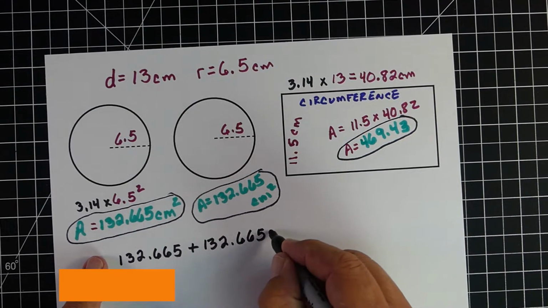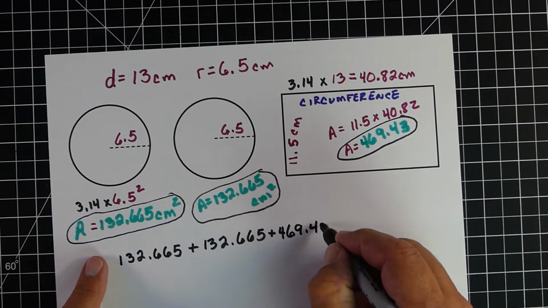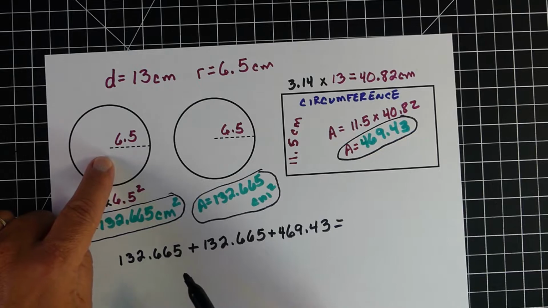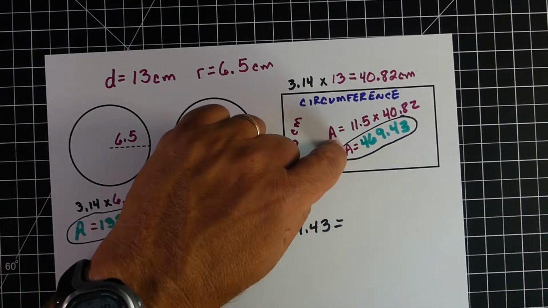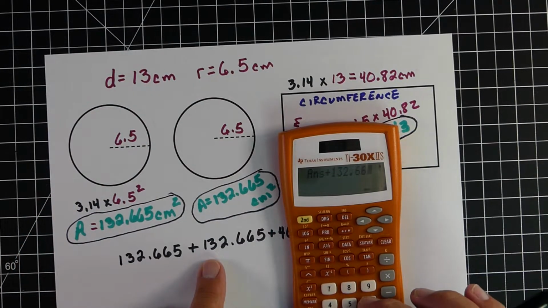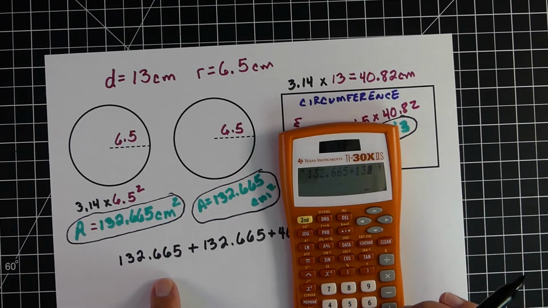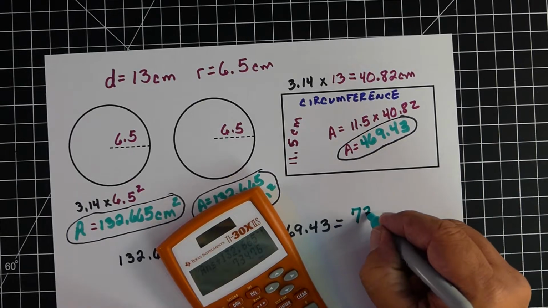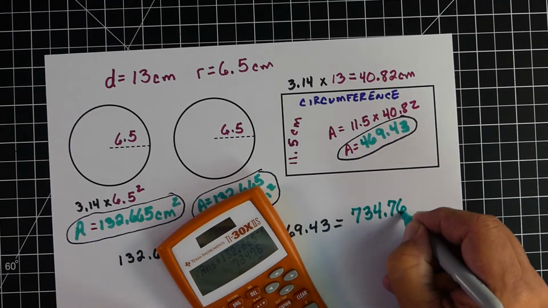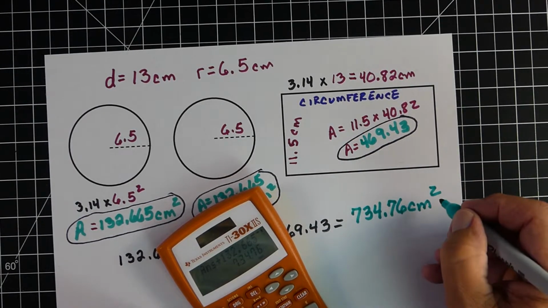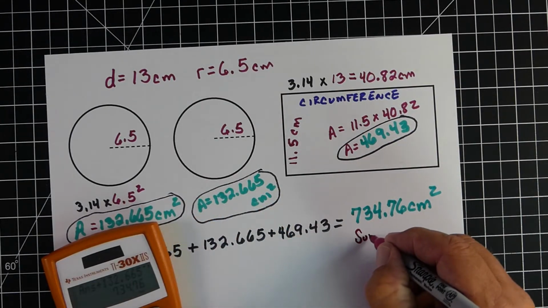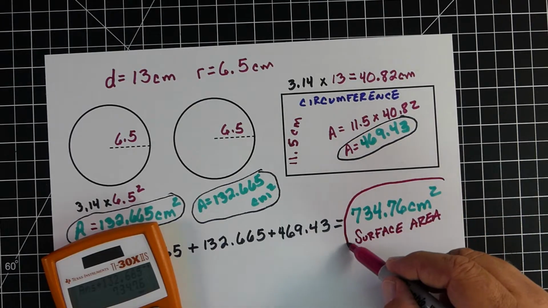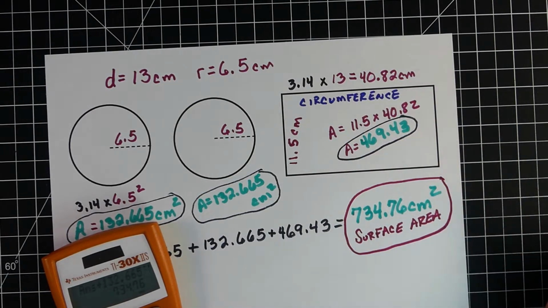So what we're going to do is add up both circles and the rectangle. When we add up those 3 numbers, the circle, the other circle, and the rectangle, that's going to give us our total surface area. So for this example, the total surface area is 734.76 centimeters squared. And that would be our surface area for this particular cylinder.